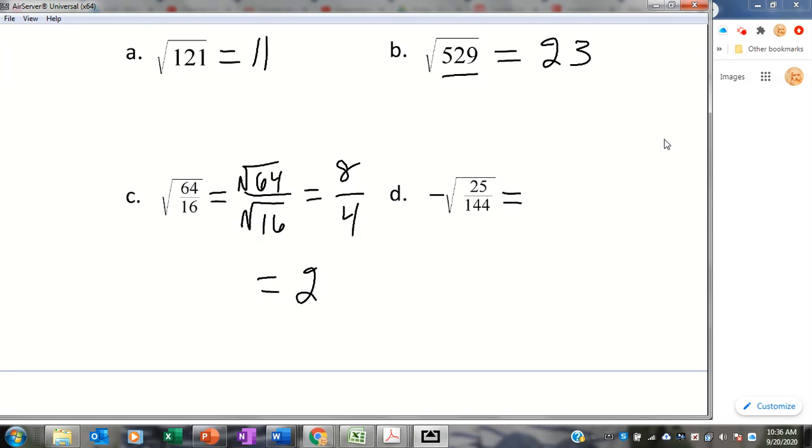D is done very similarly. We just leave the negative there and we're going to do the square root of 25 and then the square root of 144. Looking at the square root of 25, that is equal to 5. And the square root of 144 is 12. So we end up with 5 twelfths for part D.